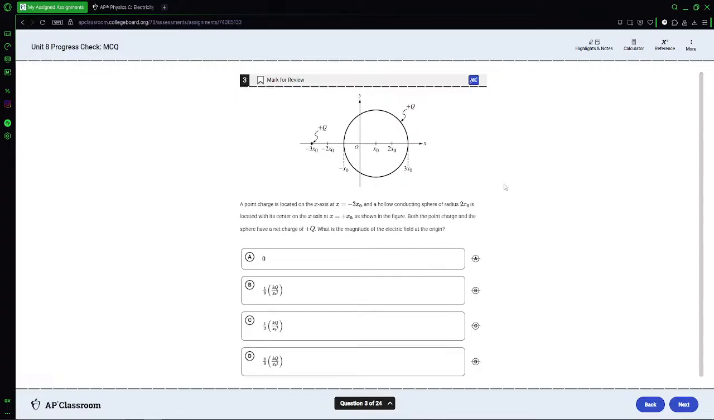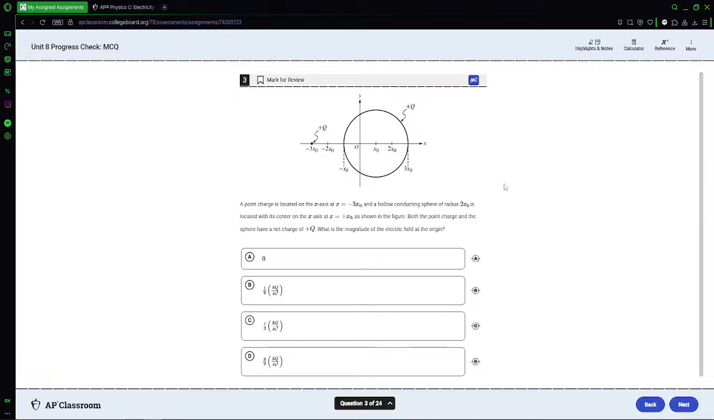A point charge is located at negative 3x0. A hollow conductive sphere with radius x0 is located with its center at the origin, as shown in the figure. Both the point charge and the sphere have a net charge of q. What is the magnitude of the electric field at the origin? Okay, so you have to do these separately.